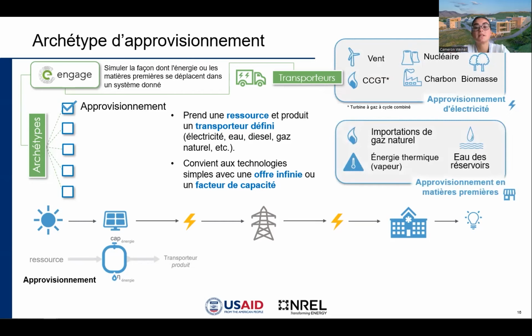And aside from electricity generating technologies, a supply technology can also represent the supply of a commodity to your energy system. So it could also represent natural gas imports or thermal energy in the form of steam, or even the flow of water from a reservoir that will reach a hydropower plant further downstream. You can also use the supply technology to represent things like that.